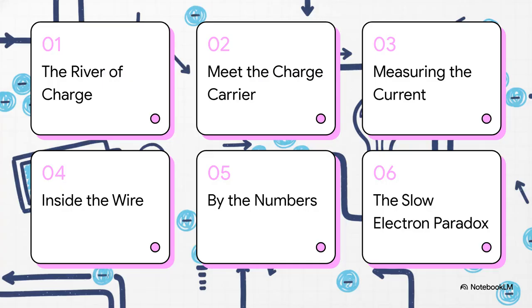All right, so here's our game plan. We're going to start with a really simple analogy, a river. Then we'll meet the actual particles that make up that flow. We'll figure out how to measure it, and then we'll peek inside the wire to see what it's really like in there. And stick around, because at the end, we'll run some numbers and uncover a paradox that is seriously going to change how you think about electricity.